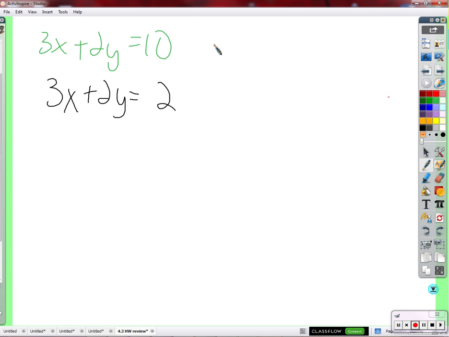Let's go ahead and use elimination to solve this system of equations. Okay. Let's all take our notes. It's notes time. Go ahead and solve this system. So multiply by a negative 1.